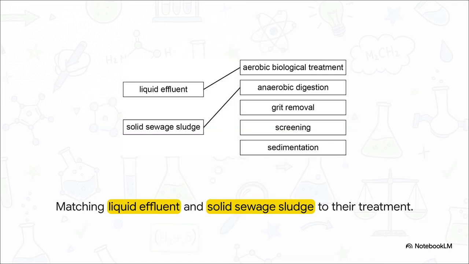Liquid effluent gets matched up with aerobic biological treatment. That's the one that uses oxygen. And the solid sewage sludge, well, that gets processed using anaerobic digestion, which happens without oxygen. Get those 2 right, and that's 2 more marks in the bag.